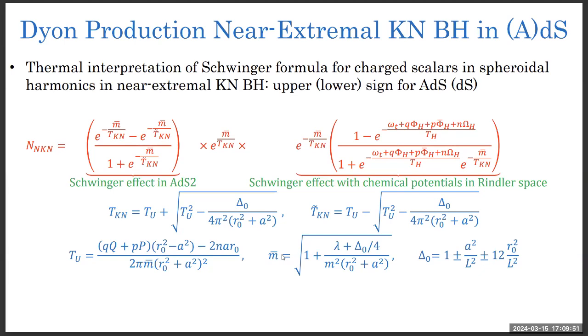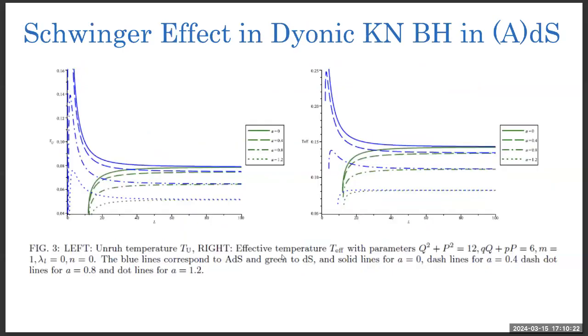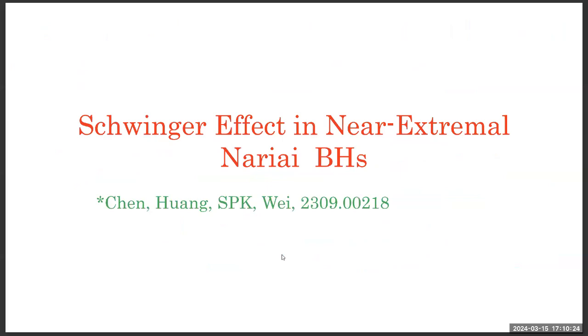However, near extremal means that the two horizons are very close to each other, and the Hawking temperature is therefore very small. So this Schwinger effect only occurs in the near extremal region, near the horizon. We just second quantize the charged particle near the horizon.